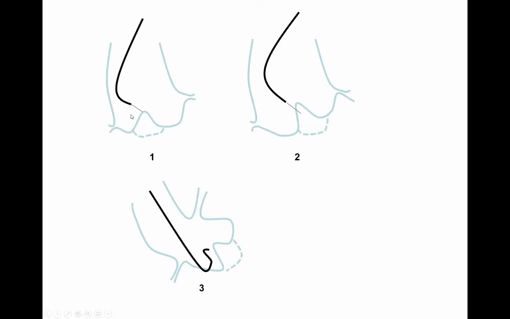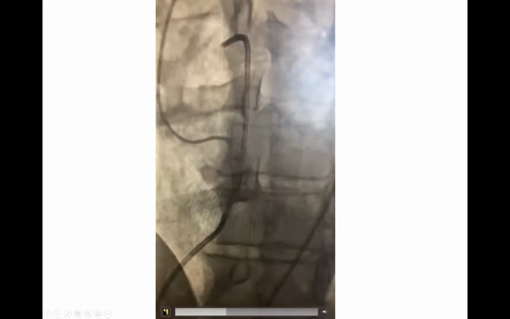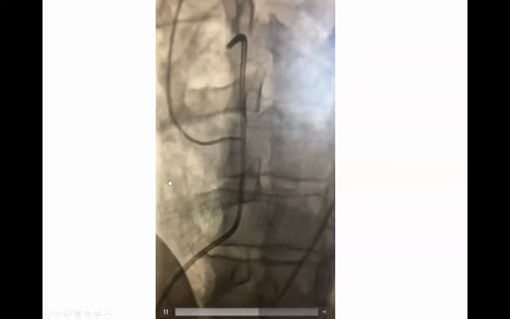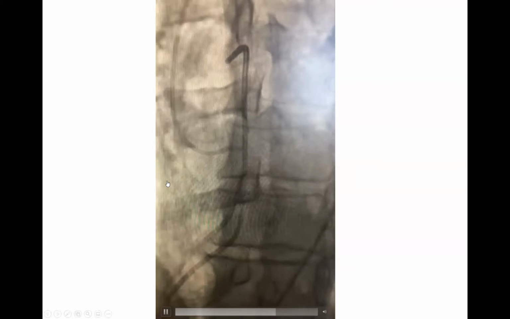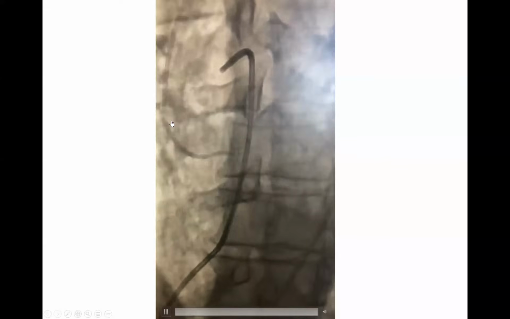Normally, by the way, for non-AS cases, I use just a standard wire, J wire. For AS cases, we use a straight tip soft wire, straight tip so that it can cross that. You don't want a J when you have severe AS, okay? So this is an example here of a patient with aortic stenosis, okay? So I tried to cross blindly for a couple of minutes, I couldn't. So in that case, I'm using an Amplatz left.